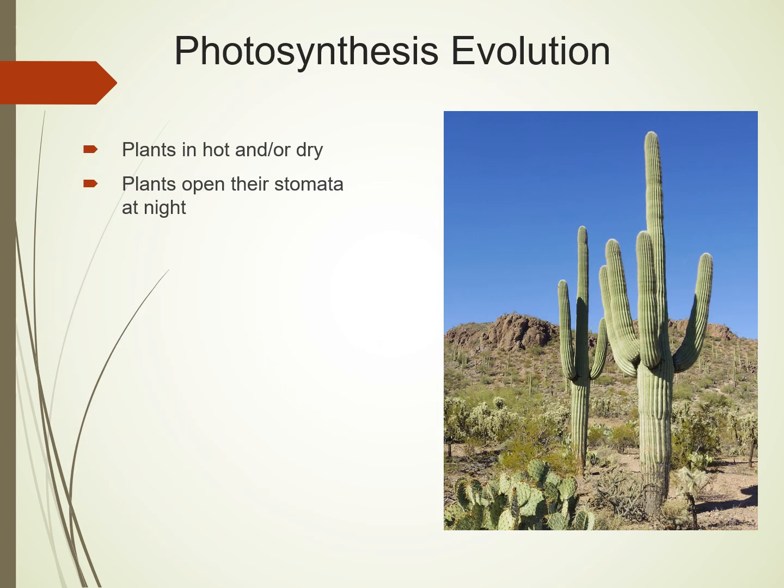Plants living in hot and/or dry conditions have special structural and physiological adaptations that help allow photosynthesis to continue even when carbon dioxide is limited. Stomata will stay closed during the day, reducing water loss, but then open at night so carbon dioxide can enter the stroma and photosynthesis can occur.